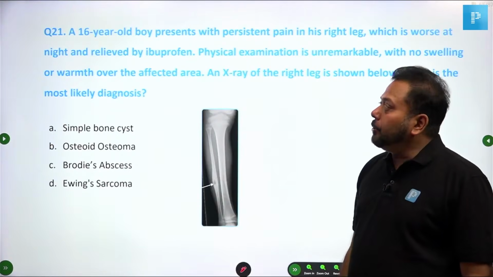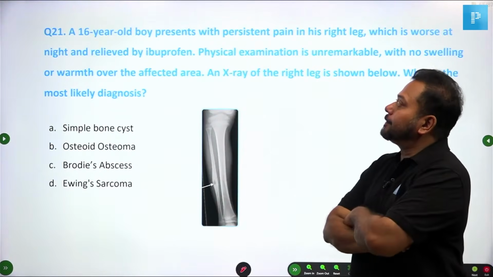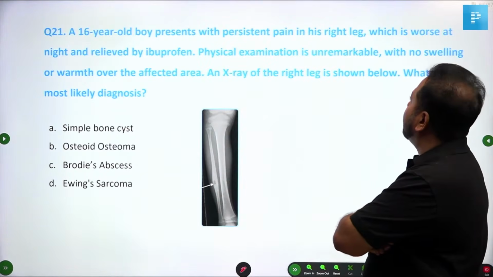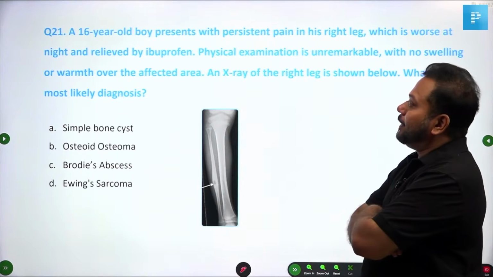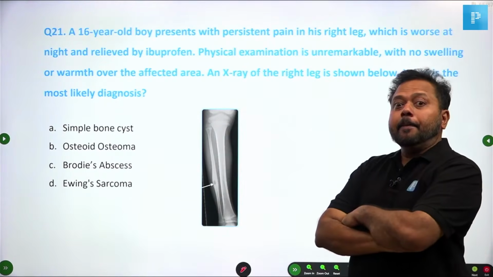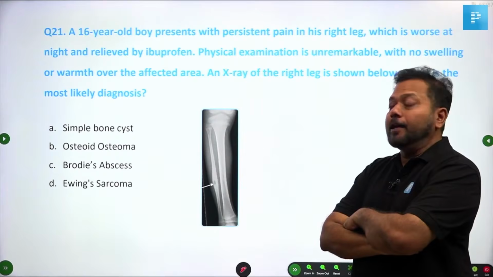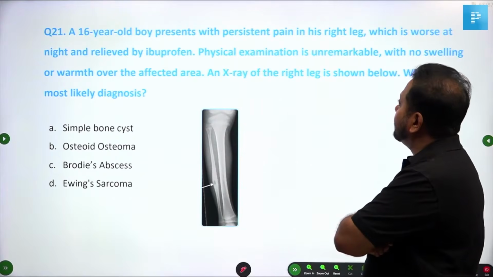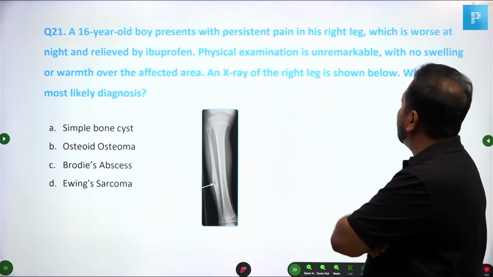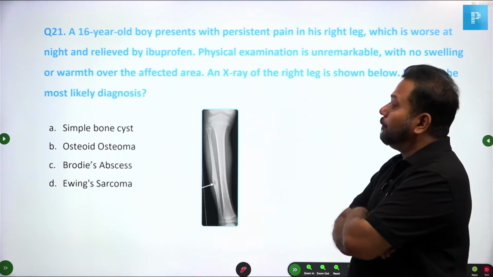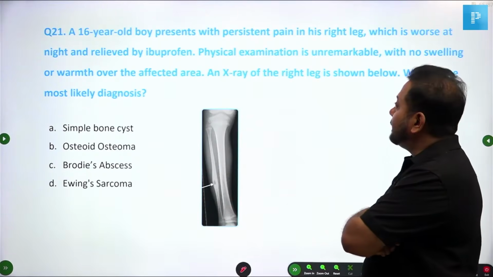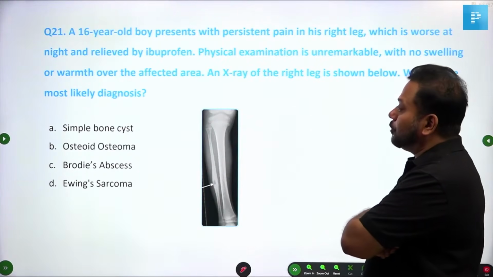Question number 21. A 16-year-old boy presents with persistent pain in his right leg, which is worse at night and relieved by ibuprofen. Physical examination is unremarkable with no swelling or warmth over the affected area. And X-ray of the right leg is shown below. What is the most likely diagnosis?